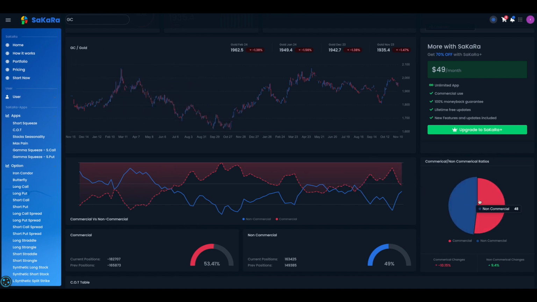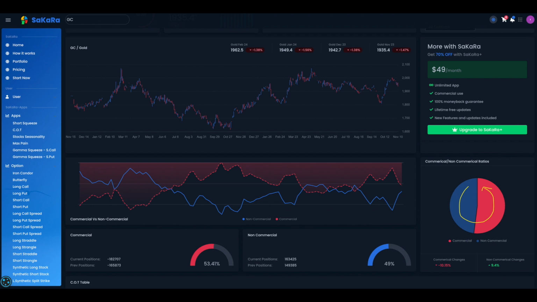So we can see that we are only 50-50, but the Commitment of Traders also shows you a reversal. If the red line is full, we can assume that there will be a reversal in the price. And on the other side, if the blue line is full, we can assume that there will be a reversal and the price is decreasing. This is how it works.